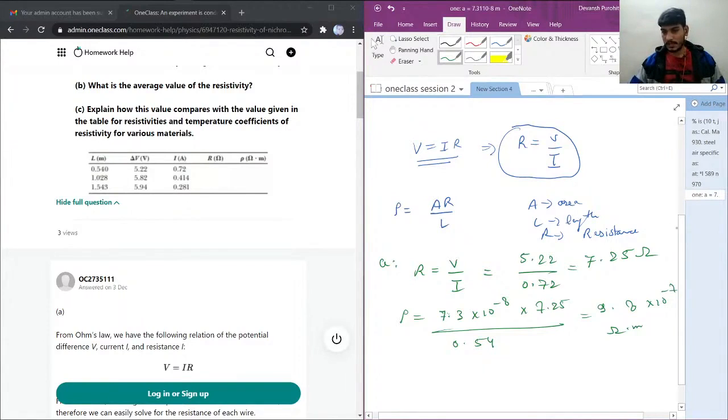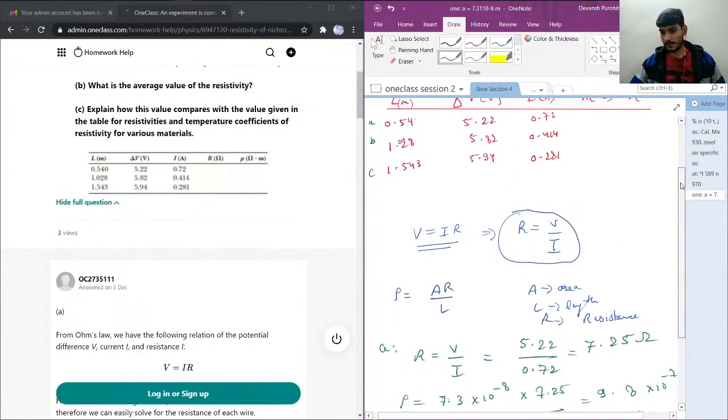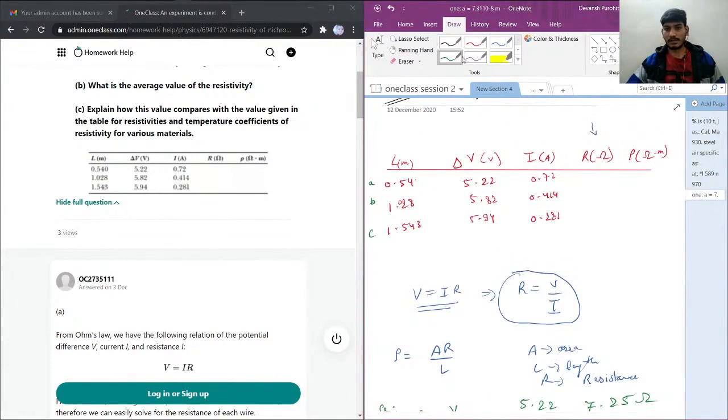I'll just write the value here in the table. So this was 7.25 and 9.8 into 10 power minus 7.